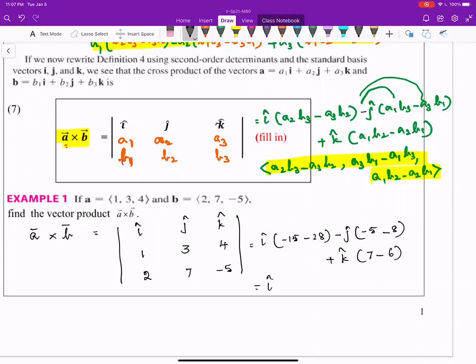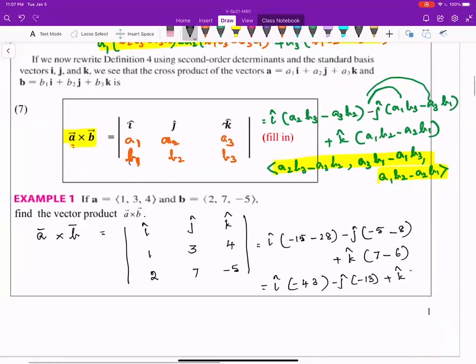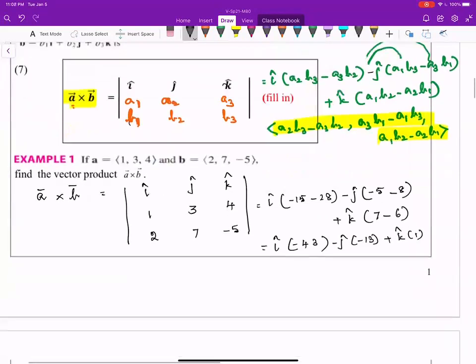So we get I times -43, then minus J times -13 plus K times 1. So we can write this as -43I plus 13J plus K. That is the vector product A cross B.